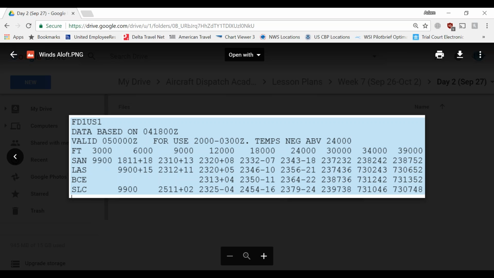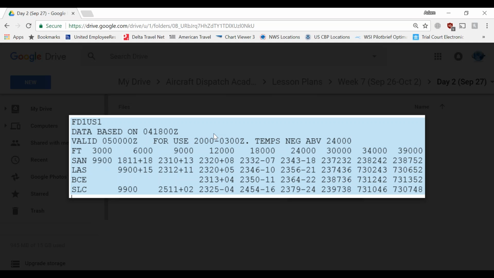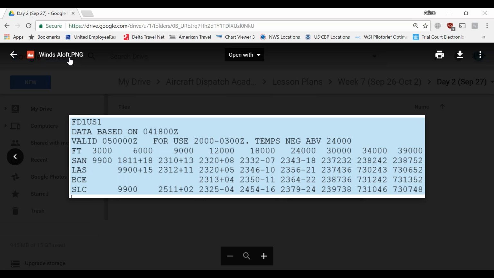So that is how we convert those with the winds aloft. So if you see 5, 6, 7, or 8, minus 50, then add a 1 in front of the speed. It should be good. Any questions on that? Good?